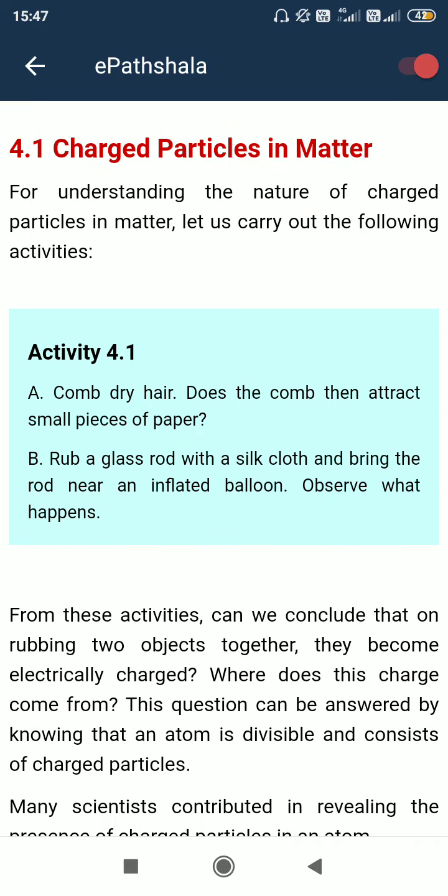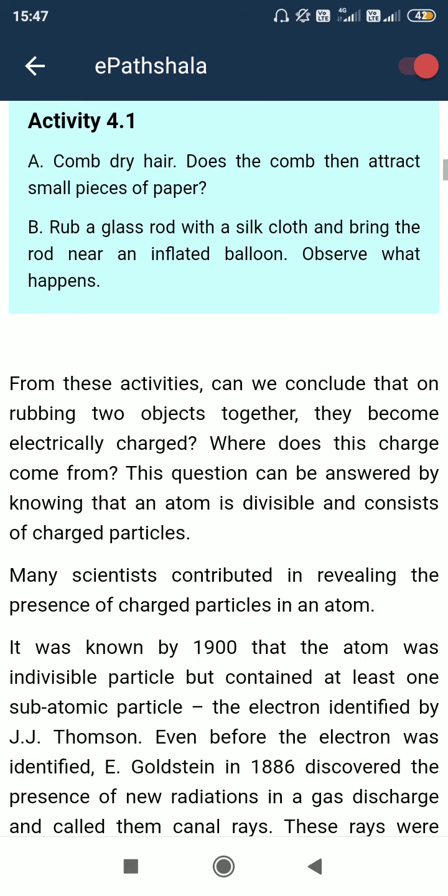Charged particles in matter. We know that an atom is composed of three particles mainly: proton, electron and neutron. The proton is positively charged, the neutron is neutral with no charge, and the electron is negatively charged. Protons and neutrons are located inside the nucleus, the central part of the atom, and surrounding it the electrons are circulating in various orbits. This principle was given by the scientist Bohr.